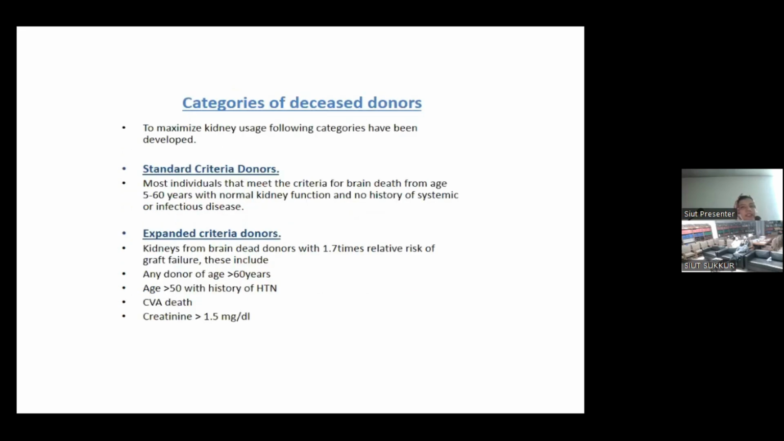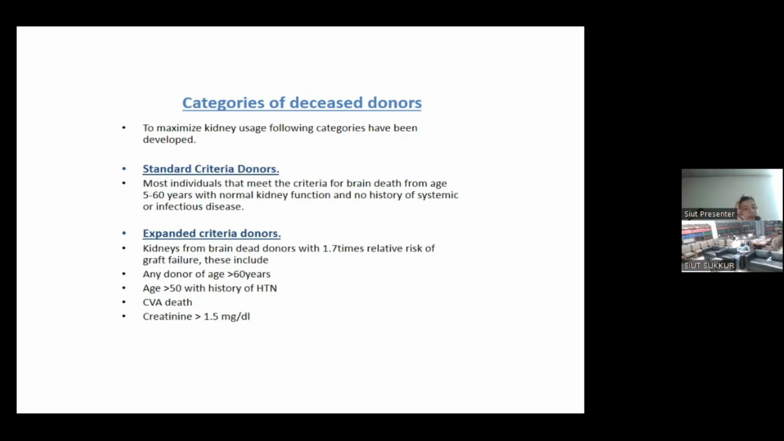There are categories of diseased donor as well. To maximize kidney units, the following categories have been developed. The standard criteria is that most individuals that meet the criteria for brain death from age 5 to 60 years with normal kidney functions and no history of systemic or infectious disease.